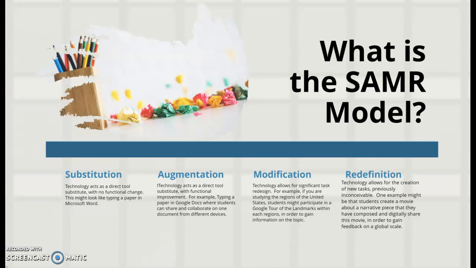And then finally, we have the stage of redefinition. In this stage, technology actually allows for the creation of new tasks that were previously inconceivable. So one example might be that students create a movie about a narrative piece that they've composed, and then they digitally share this movie through YouTube or Flipgrid in order to gain feedback on a global scale from other participants outside of the classroom.